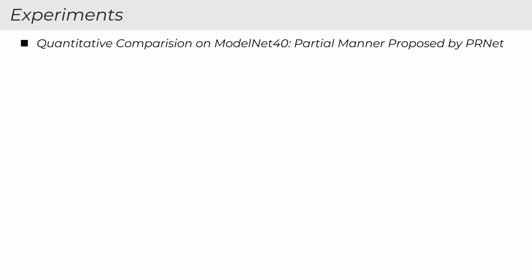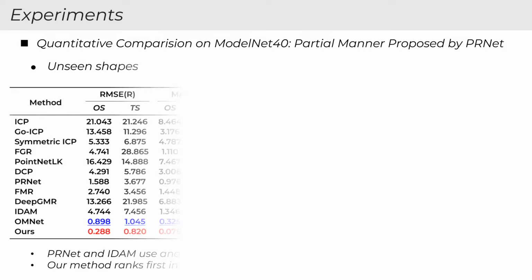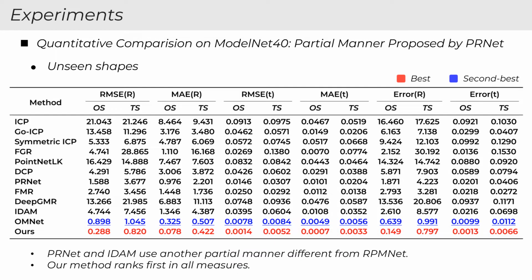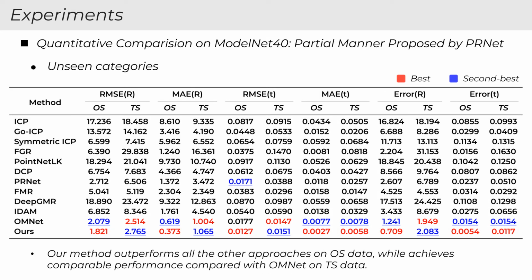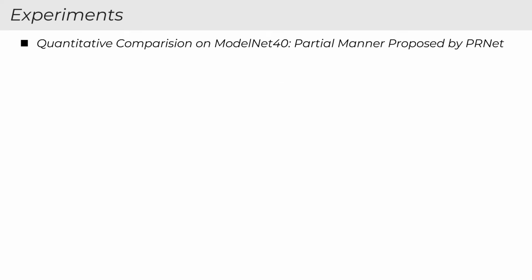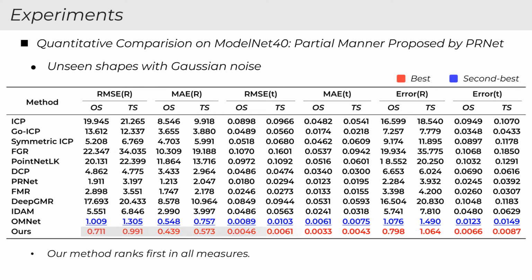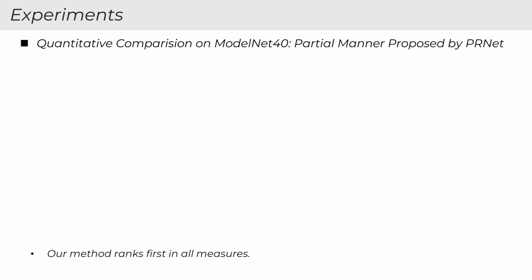We observe that the data generation manner proposed by PRNet is different from that of RPMNet. To validate the effectiveness to different partialities, we retrain the learning-based methods on this new partial-to-partial data and repeat the above-mentioned 4 experiments again. Our method outperforms all the other approaches on the unseen shapes with and without Gaussian noise, and the unseen categories with noise, while achieving comparable performance compared with OMNet on TS data of the unseen categories.